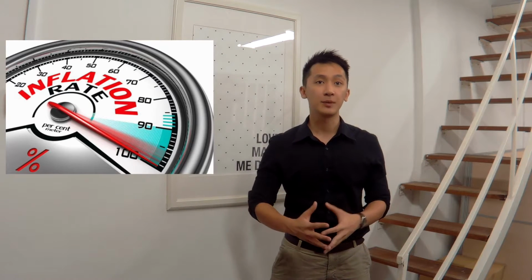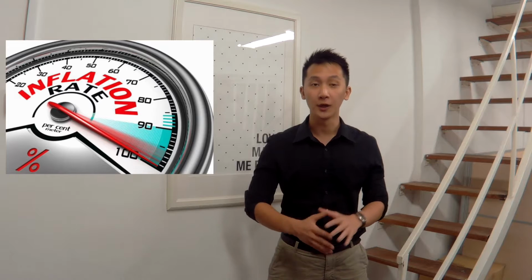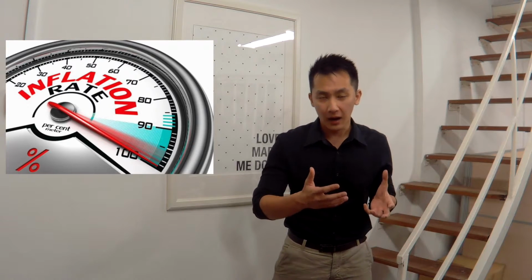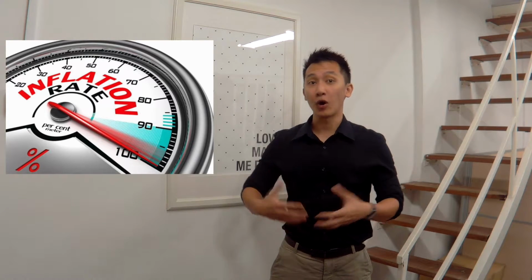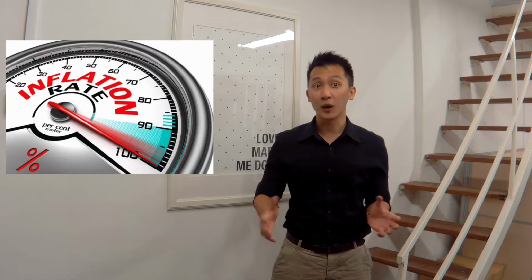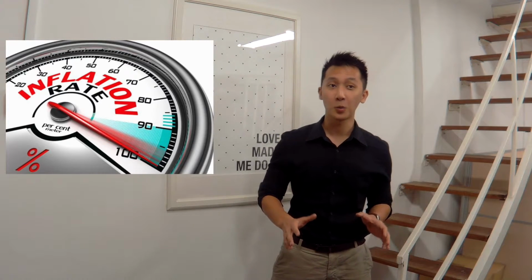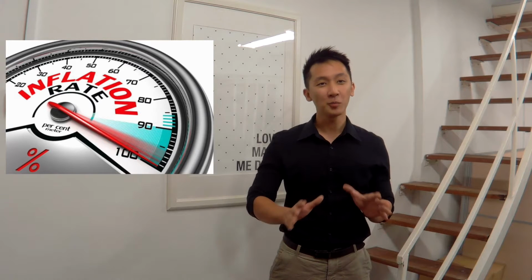So I'm going to explain to you why they target 2% and not lower. I mean, if inflation means that my lunch is going to be more expensive 1 year from now, I should want it to be as low as possible, right? Well, not quite. Allow me to explain.